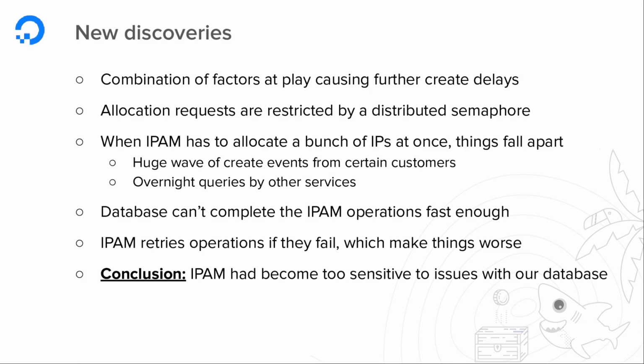So just to give some more context on how the allocation of IPs occurs with IPAM, we have a distributed semaphore, which restricts the number of allocation requests that IPAM can take on. So IPAM usually only takes on 2 to 3 requests to allocate an IP at a time. And then once those are done, we will then take on another request. And so when we have a huge wave of requests to allocate IPs, more than we usually expect, things can start to fall apart, which is what this incident really showed.